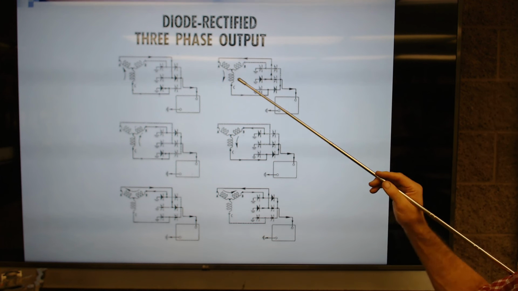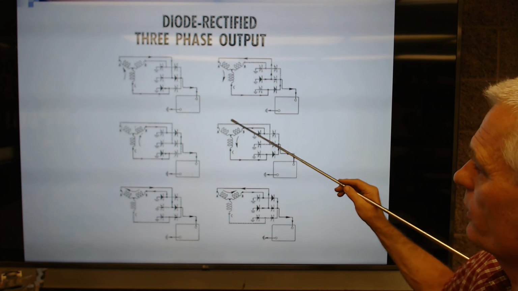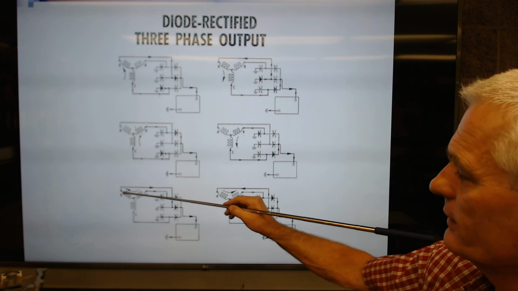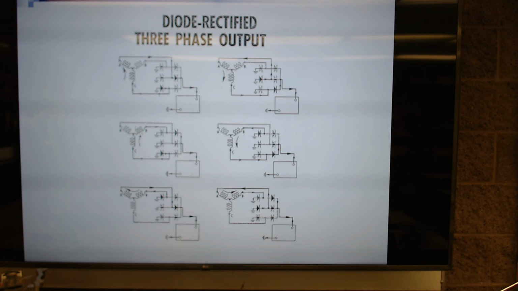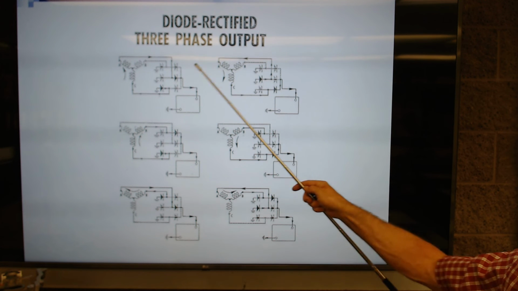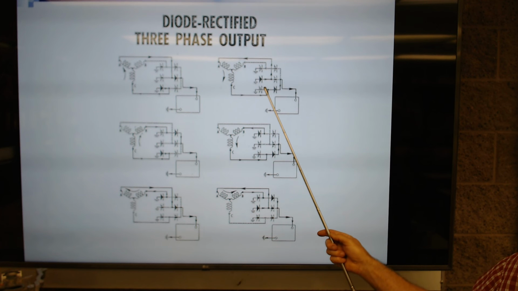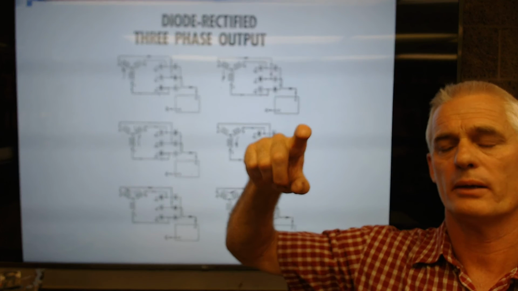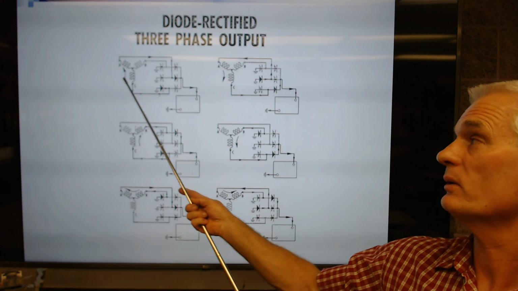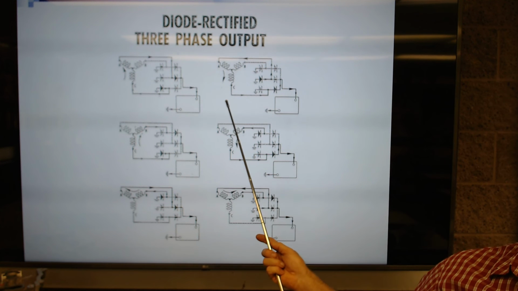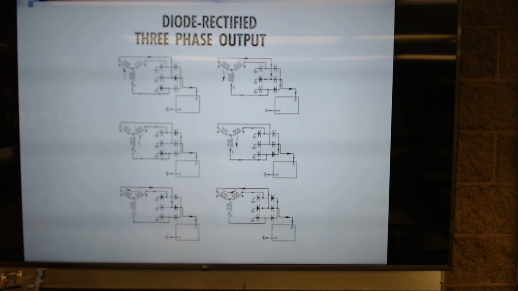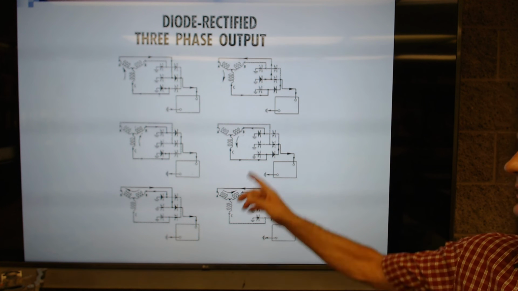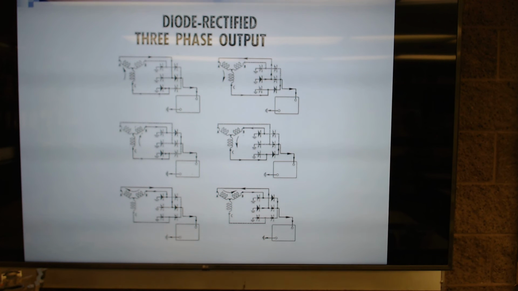Here's scenario B, where the current's going this way or this way, and we use these diodes to get it to go to the positive battery terminal. And then finally this way and this way. So these are our three phases, where the current's flowing in one direction and in the other direction. As the North Pole approaches a stator winding, current flows in one direction. As it goes away, it flows in the opposite direction. So that gives you a little idea of how we convert the three phases of alternating current into DC to charge the battery. Let's go further.